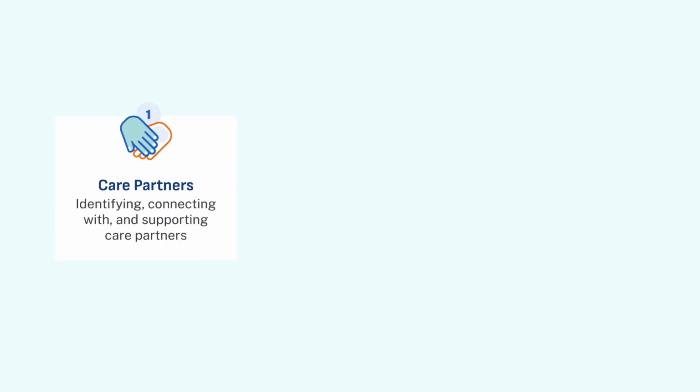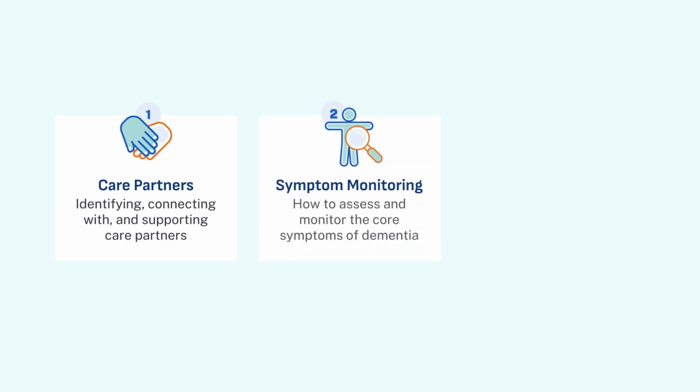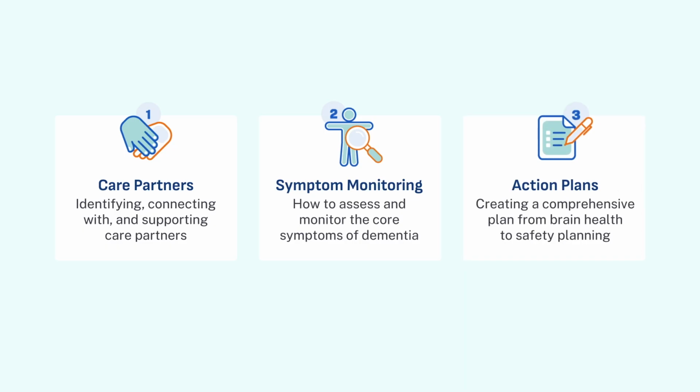Care partners, which includes identifying, connecting with, and supporting the people who support your patient. Symptom monitoring, which focuses on how to assess and monitor the core symptoms of dementia. And action plans, which is about creating a comprehensive plan of care from brain health to safety planning.